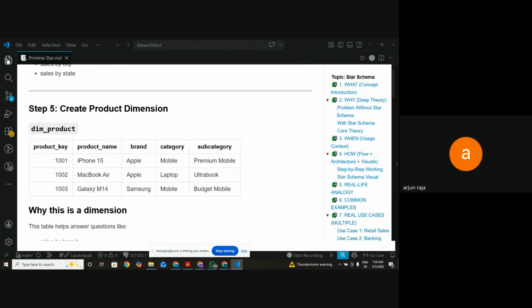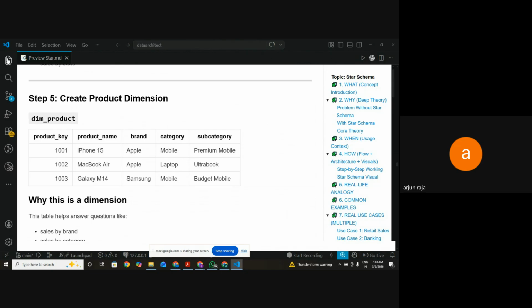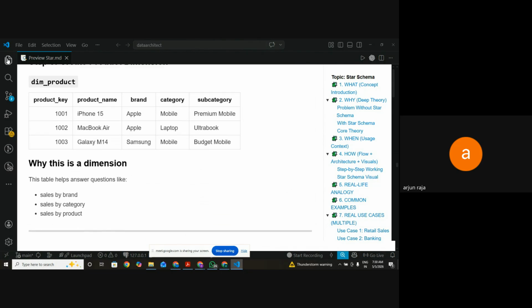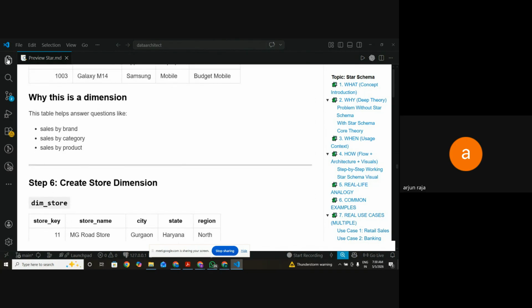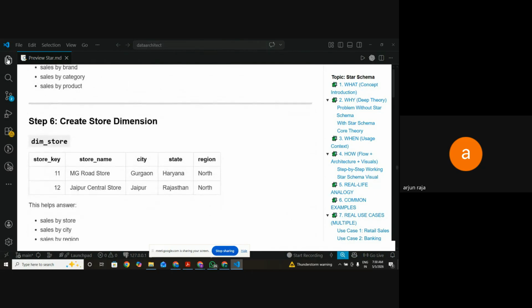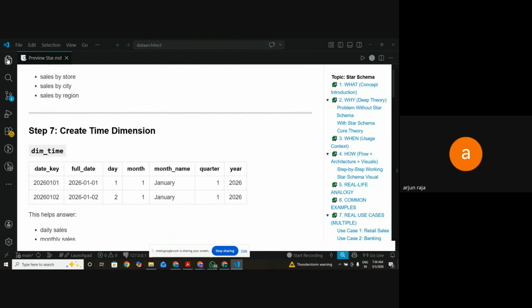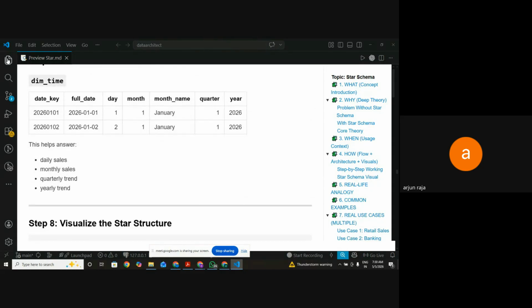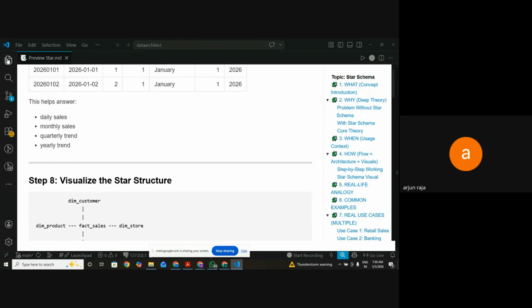Create product dimension. It will have only the product related information. Why is this a dimension? This table helps answer questions like sales by brand, category, product. Then we'll create the store dimension. This will have only store related information. Sales by store, city, region. Create the time dimension. It will have only time related information: the time when that sale has happened, daily, monthly, quarterly, yearly.